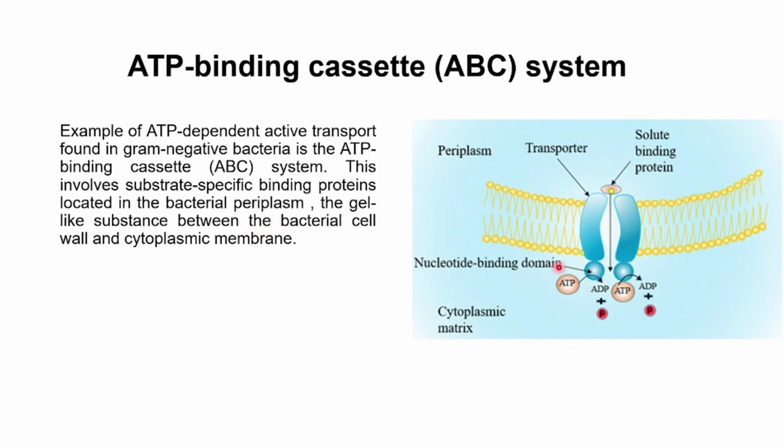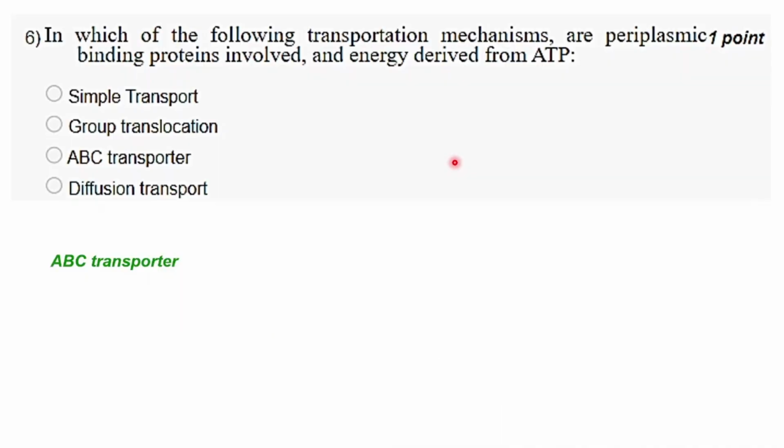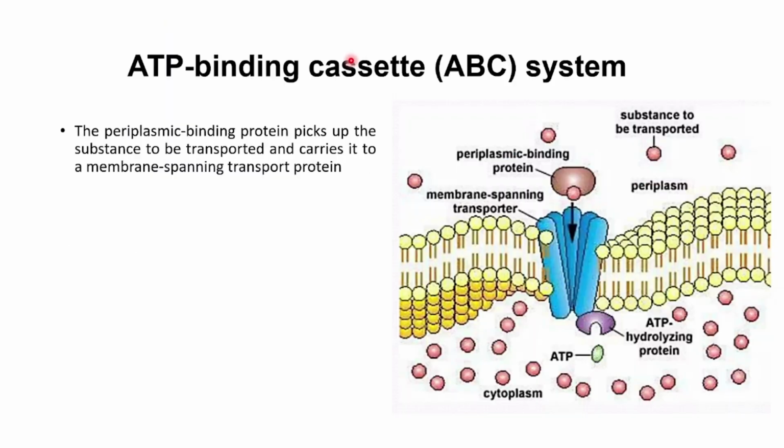So this is how the ABC system works. There is a nucleotide binding domain at this end and there is a solute binding domain at this end. This is how the ATP binding cassette works out, and one of the examples is how it works in gram-negative bacteria, where you can see the periplasm. The question was: are periplasmic binding proteins involved? Okay, so how does this work?